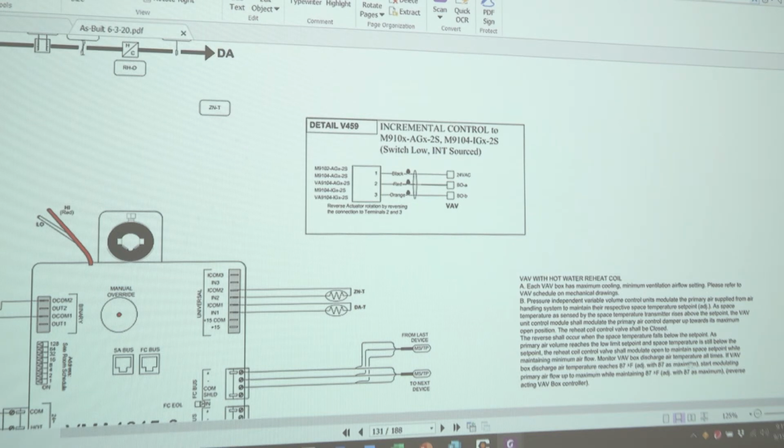The VAV box will monitor discharge air temperature at all times. If the VAV box discharge air temperature reaches 87 degrees as a maximum, it will begin to modulate the primary airflow and maintain that 87 degrees.